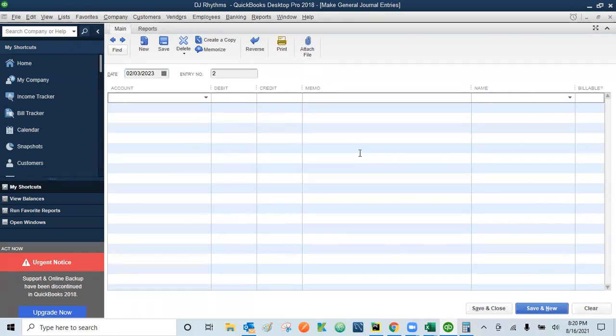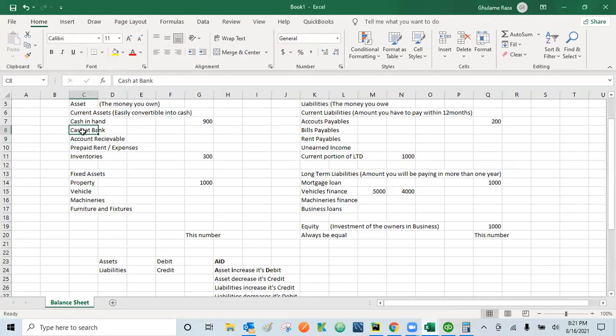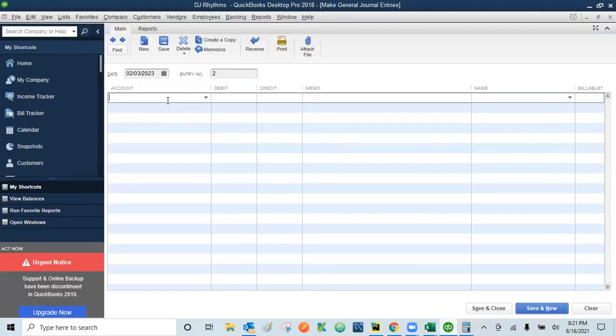And then we are receiving money. So it means the money is going to our checking account. When we receive the money, it will go to our checking account, or cash at bank. When it's going to our bank account, it's an asset, and when the asset is increasing, it's a debit. So let's come here and type our checking account, Metropolis checking, and how much money we are getting, 20,000. So we have to put 20,000 here.